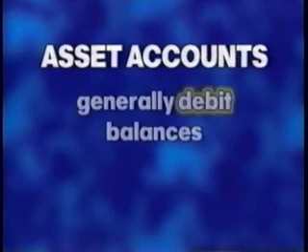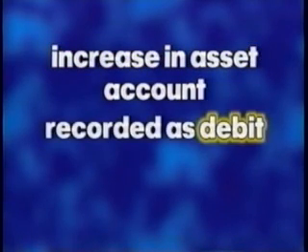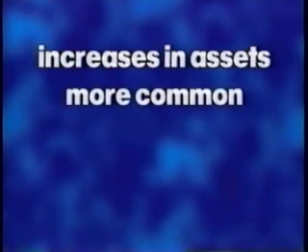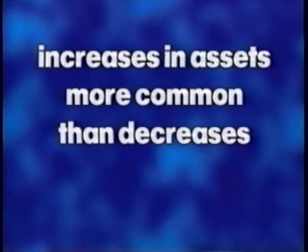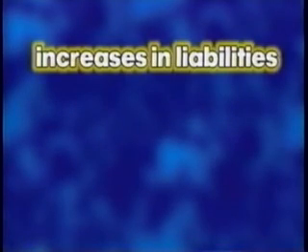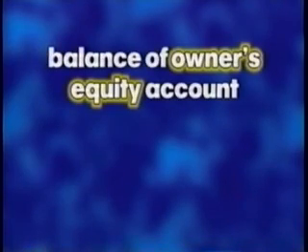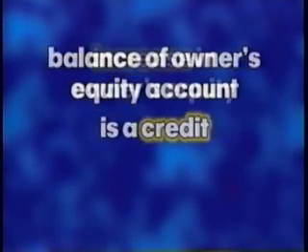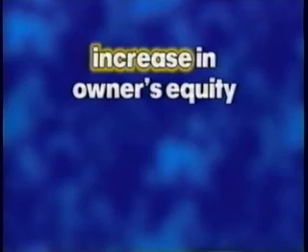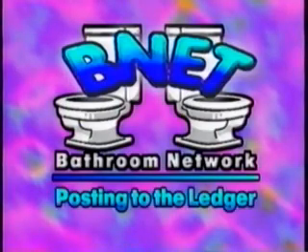Asset accounts are generally debit balances. Why? Because an increase in an asset account is recorded as a debit, and increases in assets are more common than decreases. If they weren't, everyone would be bankrupt. Liability accounts are usually credit balances, because increases in liabilities are credits for that account. The normal balance of an owner's equity account is a credit because an increase in an owner's equity account is a credit. We'll use Dan's business as an example of posting to the ledger.